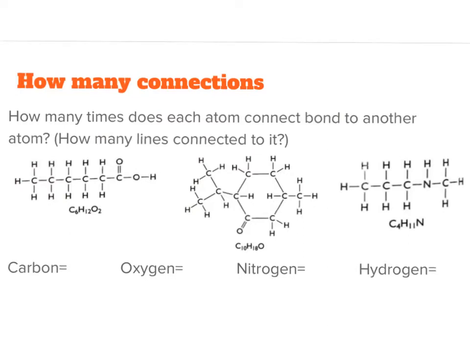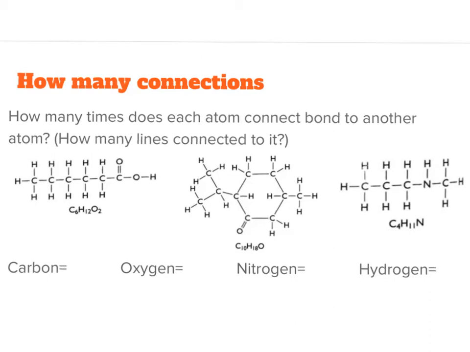So let's start with this. Here are some structural formulas of 3 different covalently bonded molecules. Take a look at the different atoms and try to count how many lines are connected to each type of atom. And that also means how many bonds are attached to that atom. Okay, so take a second, pause the video, and try to count for carbon, oxygen, nitrogen, and hydrogen. How many bonds does each of them have?